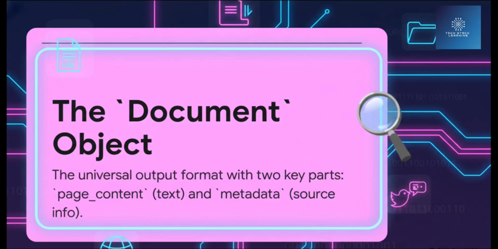So what is this document object? It's brilliantly simple. Every single loader, it doesn't matter what it's reading, spits out a list of these objects. And each object has 2 main parts. First, page content, that's just the text from the source. And second, metadata, which is just a dictionary with information about the source. So if you printed one out, you'd see the text content, and then maybe some metadata like source, myreport.pdf, page number 1. All that valuable context is saved for you automatically.